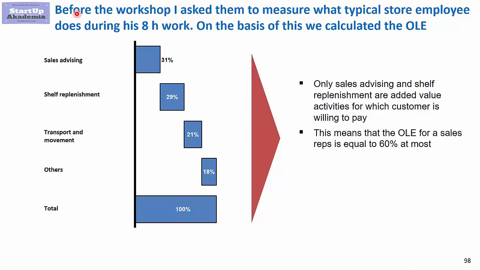And in order to introduce them into the performance improvement, we needed a slide to show them what the employees devote their time to. So this is showing what a specific sales rep in a shop is doing. So for example, 31% of the time he's advising, 29% he's replenishing the shelf, and so on and so forth. This sort of slide you can also use, obviously, to, for example, show the savings.